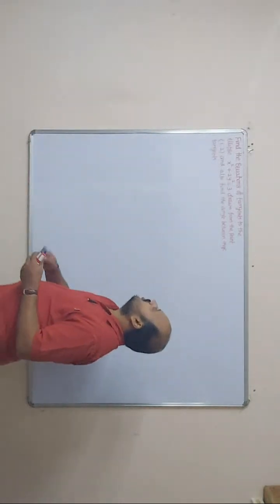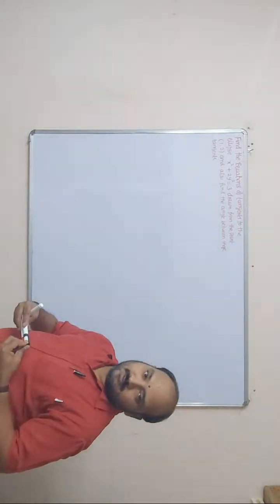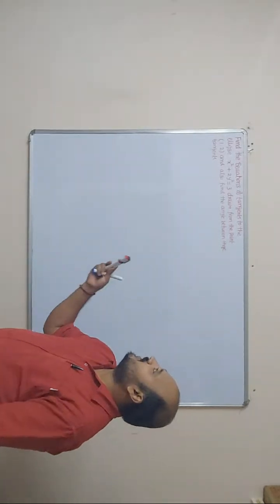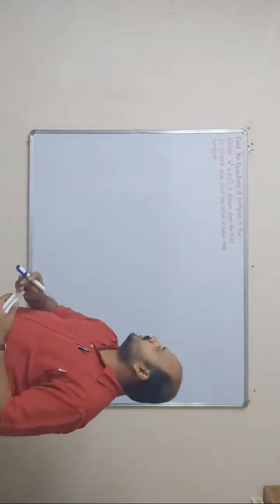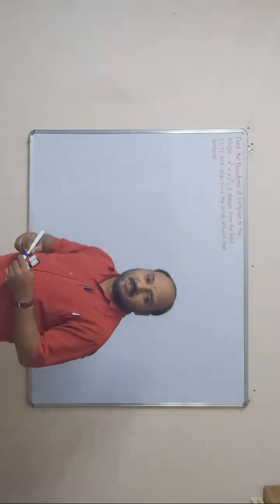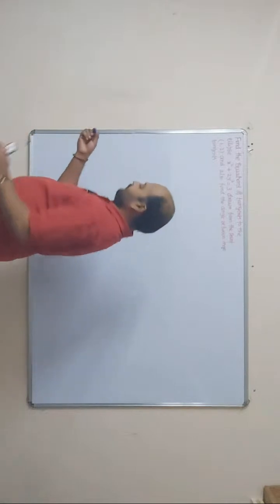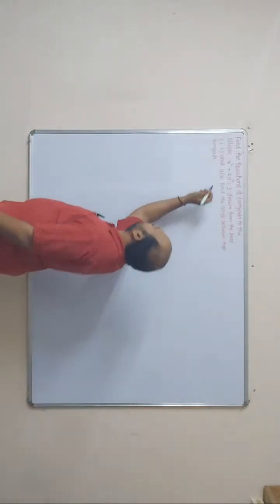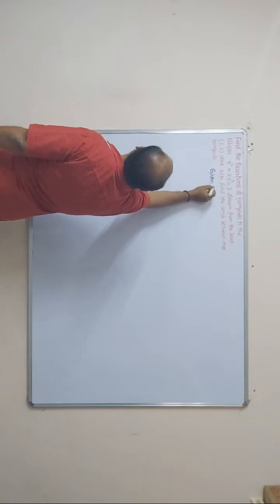Now, find the equations of tangents to the ellipse x square plus 2y square equal to 3 drawn from the point (1, 2), and also find the angle between these tangents. So first, what we have to do is take the given equation of the ellipse. In the solution step, given equation of ellipse.